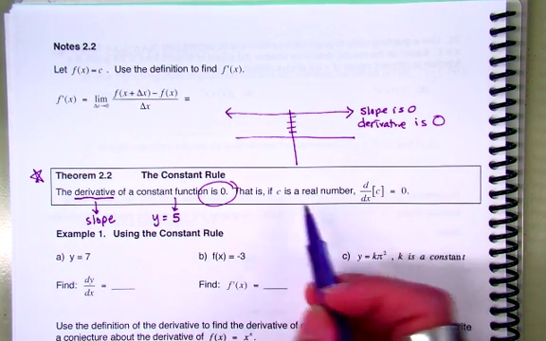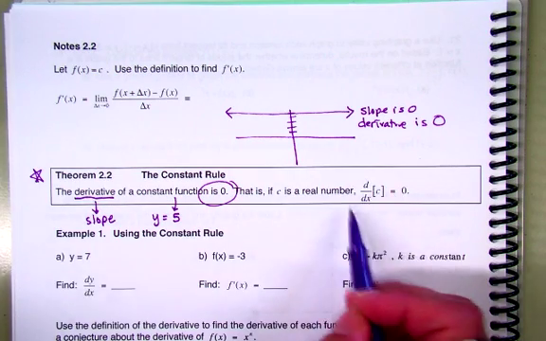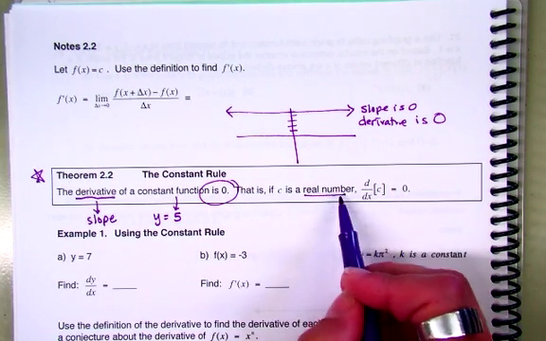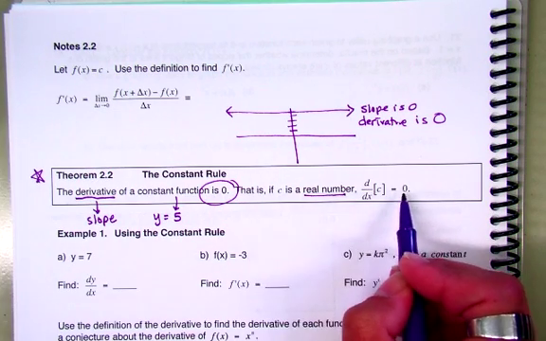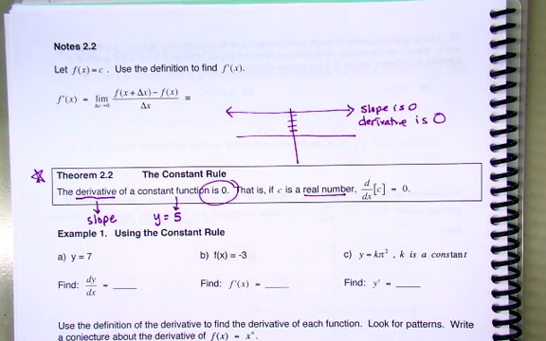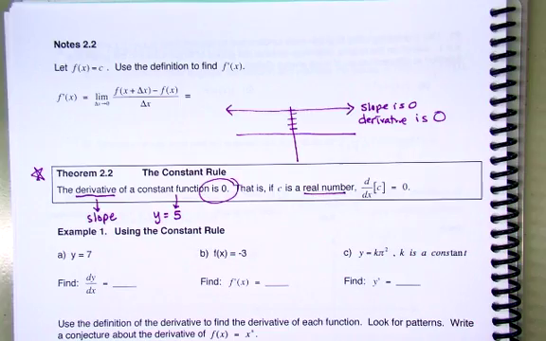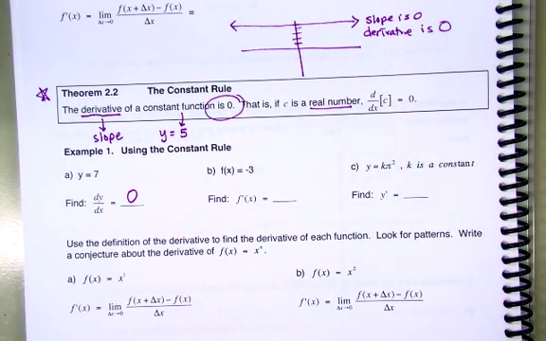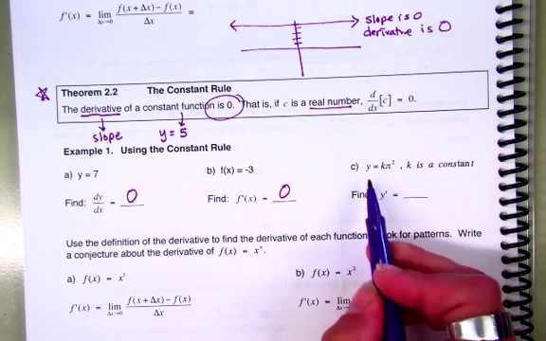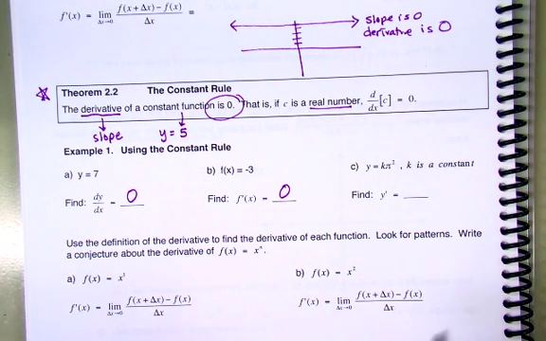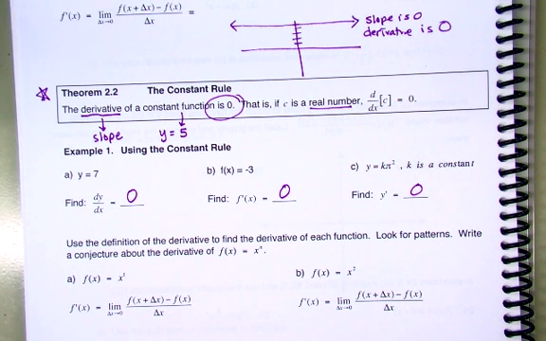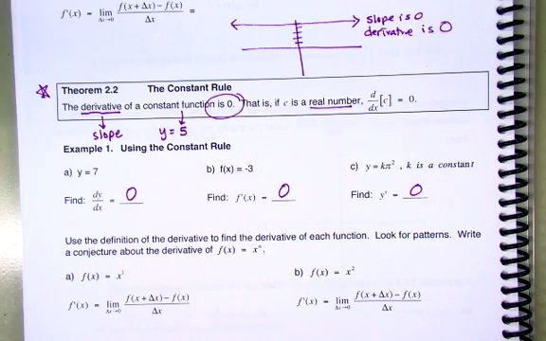So they just wrote it in sort of derivative language here. dc/dx, where c is a constant or a real number, that's just what a constant is, then the derivative is always equal to 0. And so using the constant rule, if y equals 7, what's the derivative of y? 0. And if f of x equals -3, what's the derivative of f? 0. And if y equals k times pi squared, where k is a constant, what's y prime? 0. Okay, you got it. So that is the constant rule, nice and easy. Derivative of a constant is just always 0. All right, let's keep going.